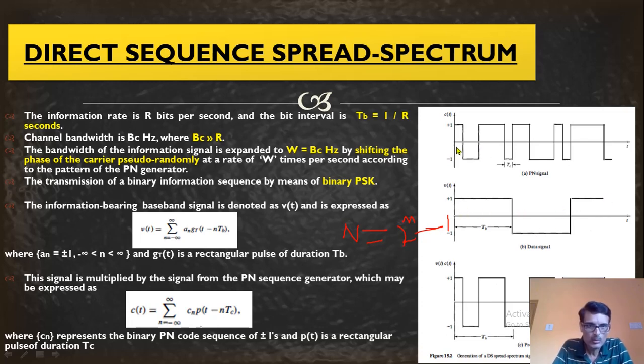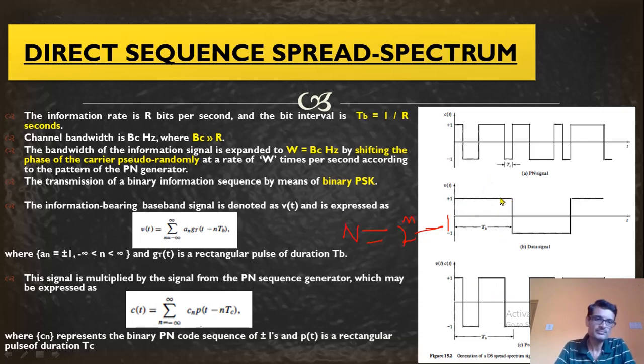Within that bit interval, I have all the n bits of the PN pattern generator, each having a time interval of TC seconds. There are 8 bits because m is equal to 3, memory elements equal to 3. So 8 bits are multiplied with this single bit. This is what I'll get.